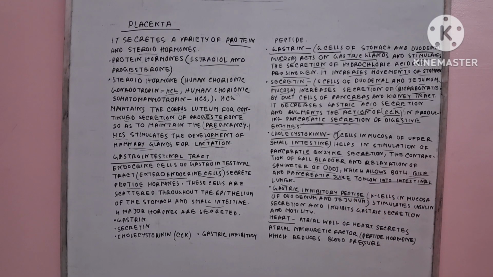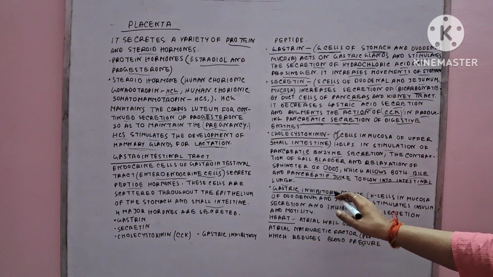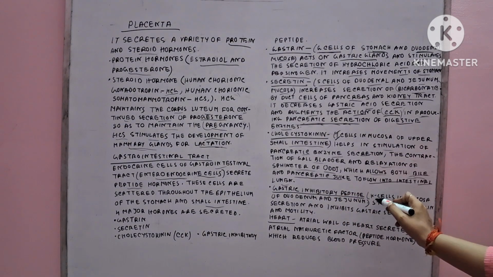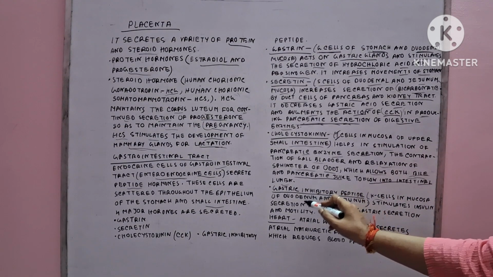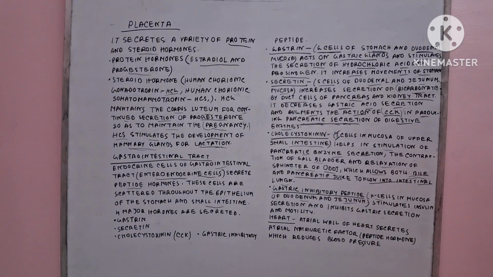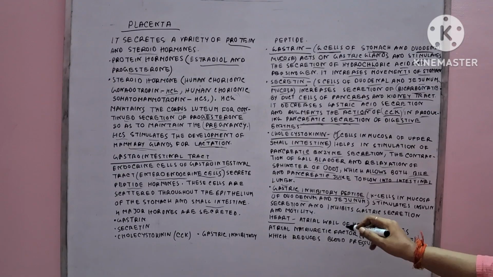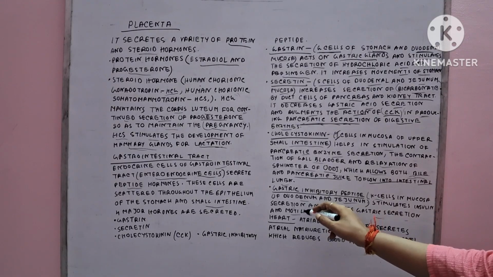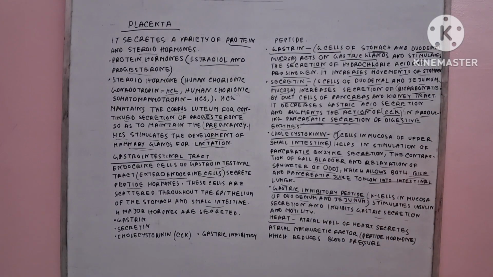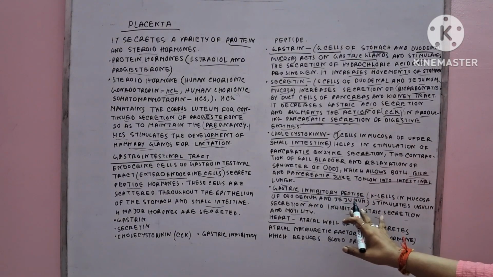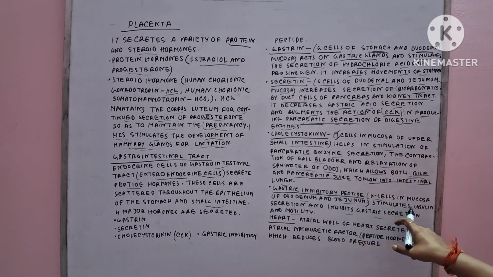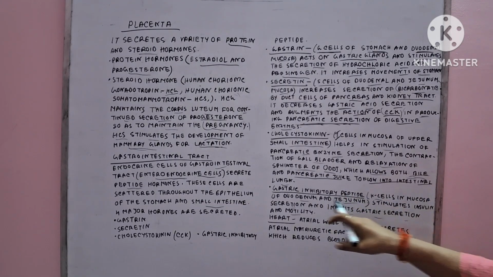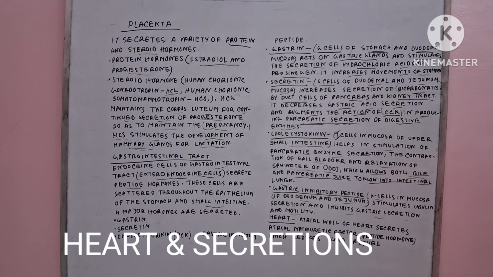Clear? Next is the gastric inhibitory peptide. This is secreted from the K cells of the duodenum and the jejunum mucosa. And this stimulates the insulin secretion and inhibits the gastric secretion and motility. Motility is coming from the stomach. Clear? So two functions are there. One inhibits the gastric secretion and the second one stimulates the insulin secretion.